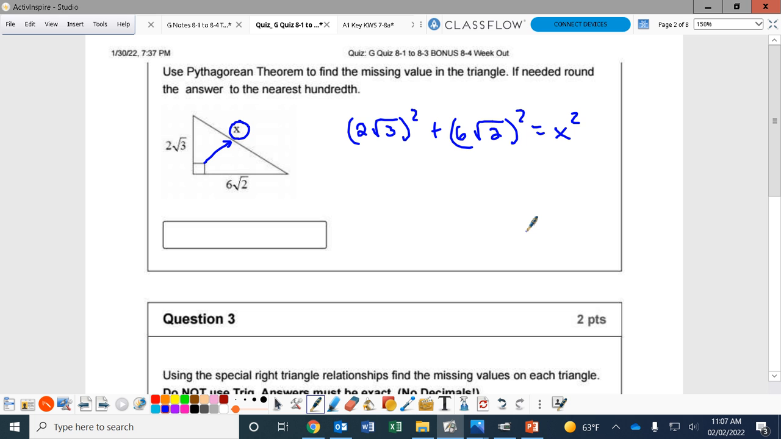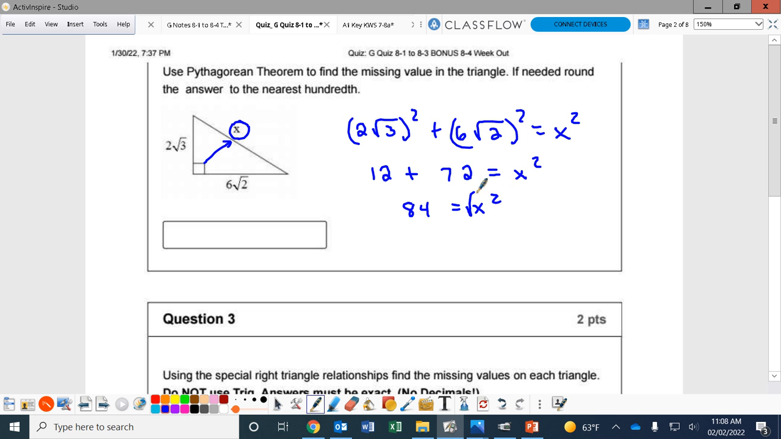Okay, now remember on this, you're multiplying the outside number twice and the inside number once. So it's going to be 2 times 2 times 3. What would that give you? 12. And then it'd be 6 times 6 times 2 would be what? 72. And then 12 and 72 would be 84 equals x squared.